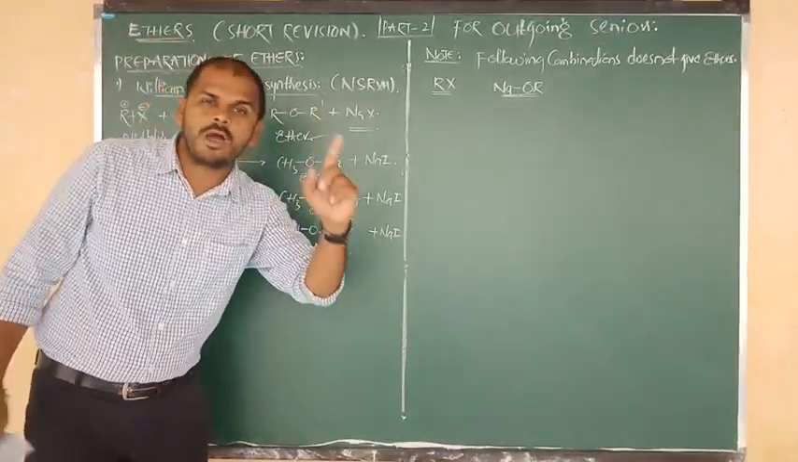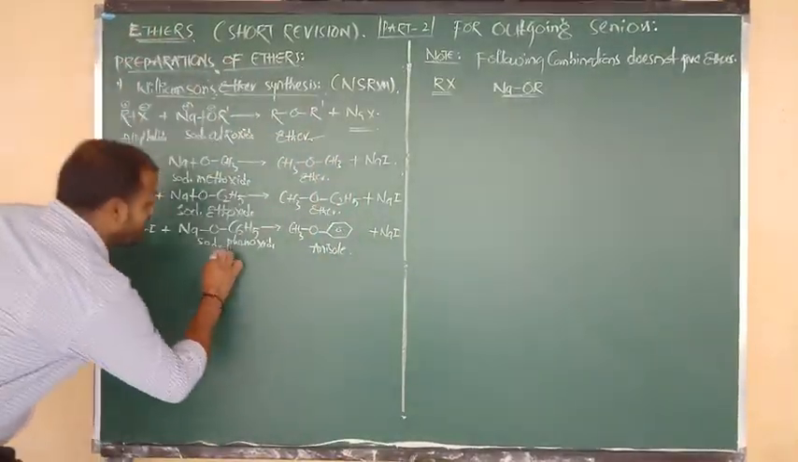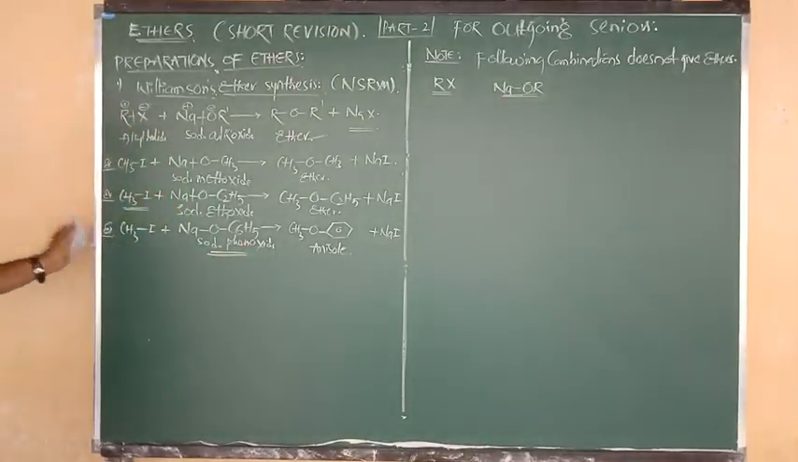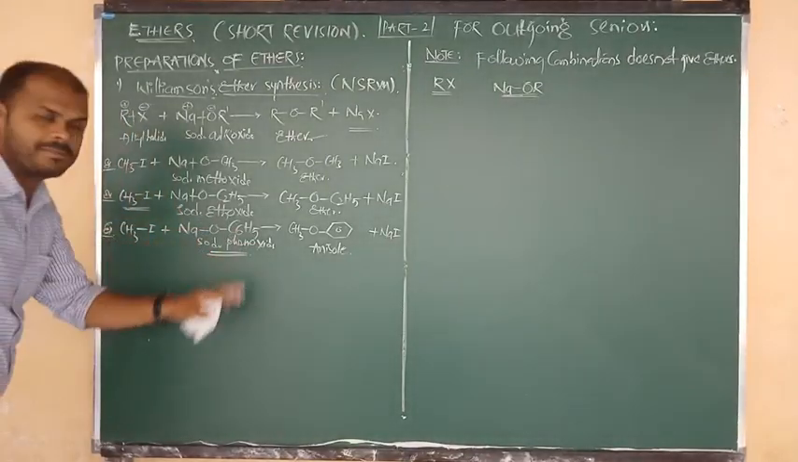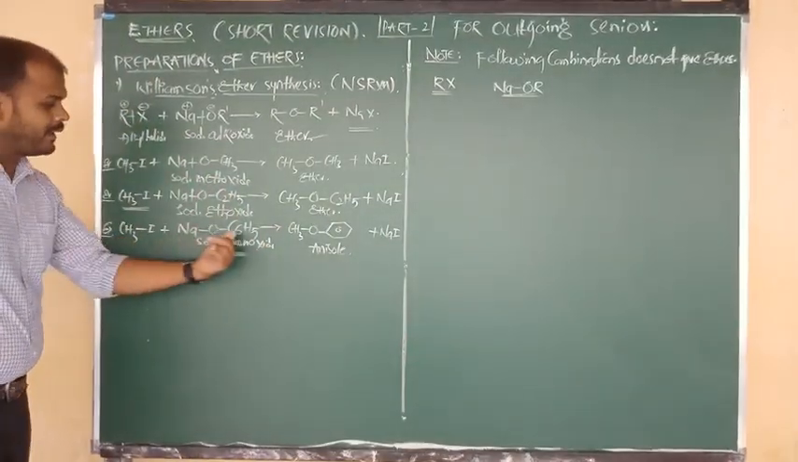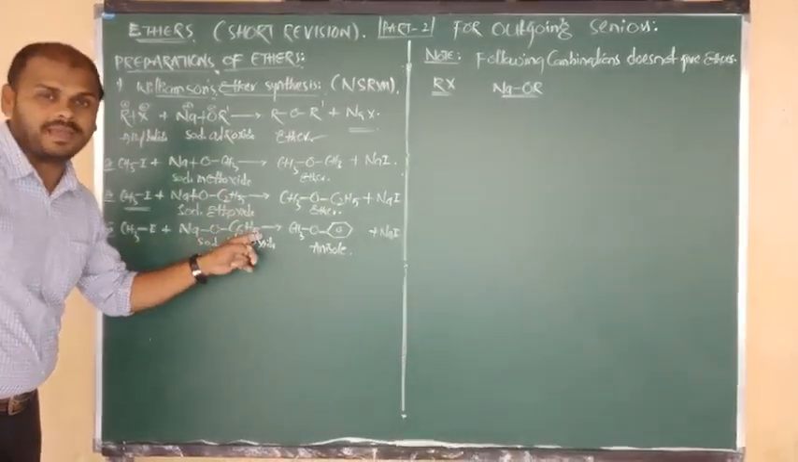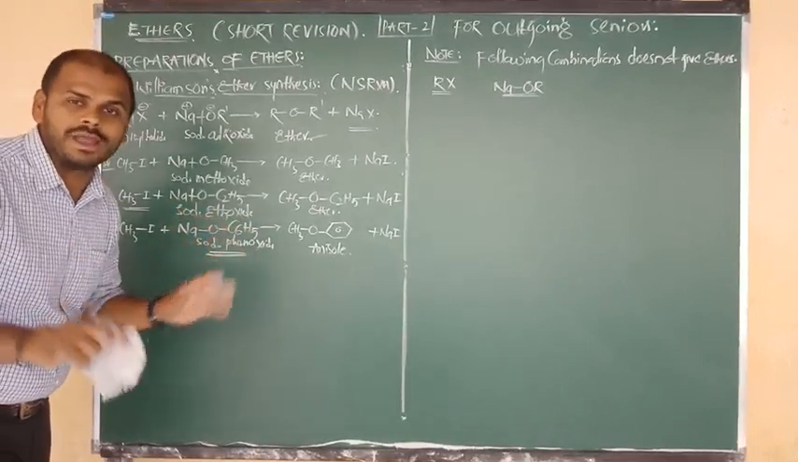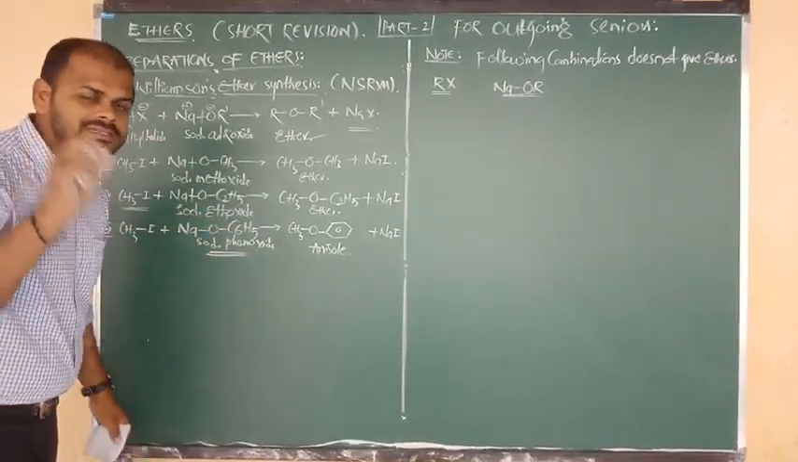So always we have to consider sodium phenoxide only. If you take benzene and sodium methyl here, you won't get the answer, beta. In place of methyl benzene, in place of benzene methyl, if we consider that, you won't get the product. So this should be fixed.